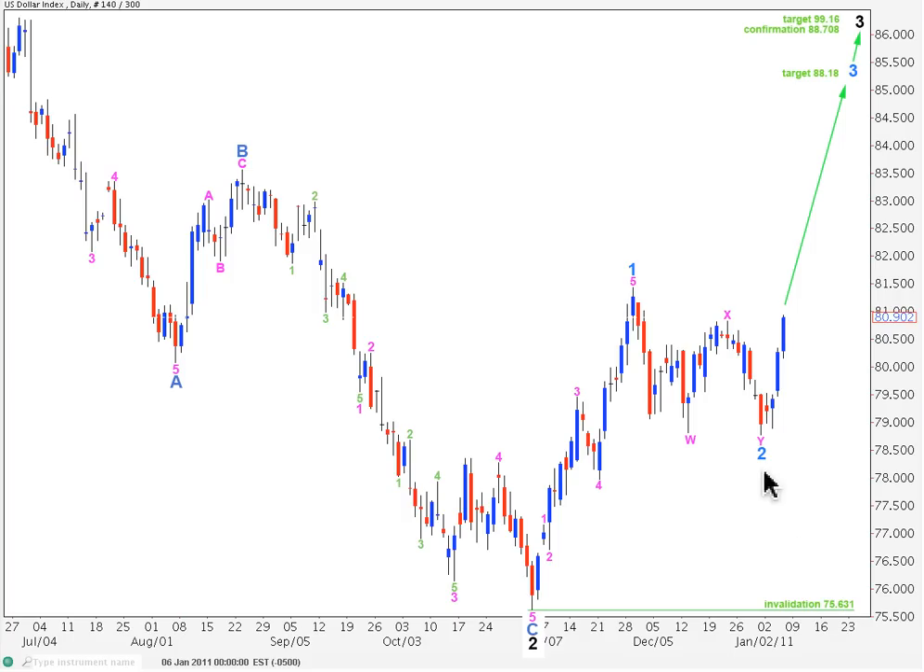We need to see confirmation of wave 3 blue being underway, and that will come when it moves beyond the end of wave 1 above 81.444. So when we see price move above that point, we'll have confirmation that the second wave correction is indeed over and the third wave to the upside is then underway, and we can expect price to continue on rising to this short-term target or mid-term target about 88.18.